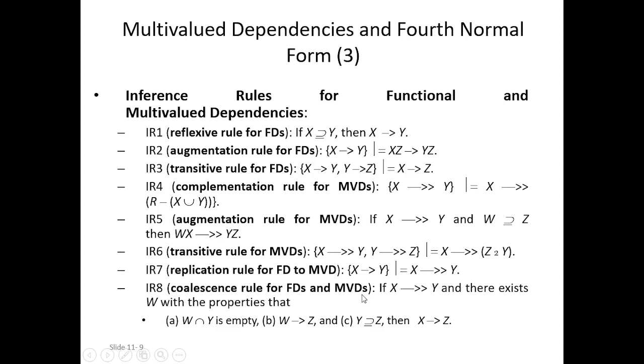IR8 is the coalescence rule for FDs and MVDs: if X multi-determines Y, and there exists W with the property that W intersection Y is empty and W determines Z and Y is a subset of Z, then X determines Z. That is, we can define another W such that W intersection Y is empty, W determines Z, and Y is a subset of Z. In that case, you can say X determines Z.